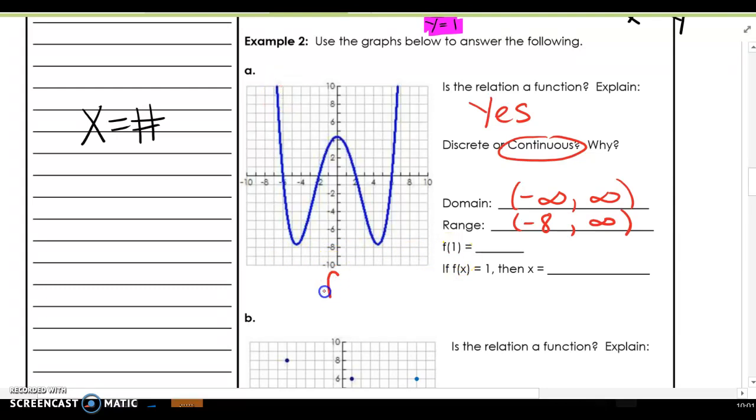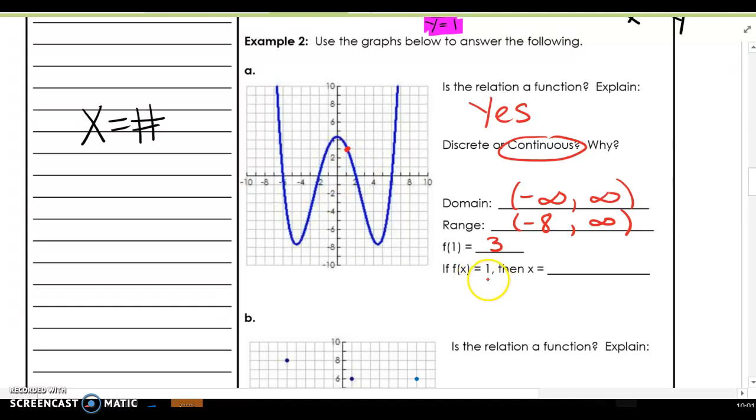f of 1. f of 1 means you're plugging in 1 for x. So where is 1 on the x-axis? Right here. So what point is associated with f of 1? f of 1 has a y value of 3.